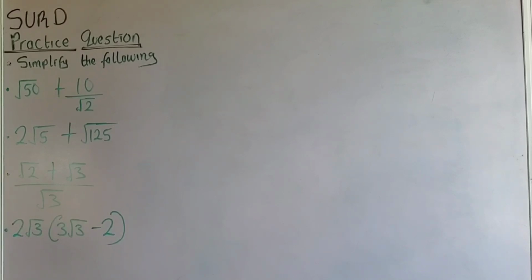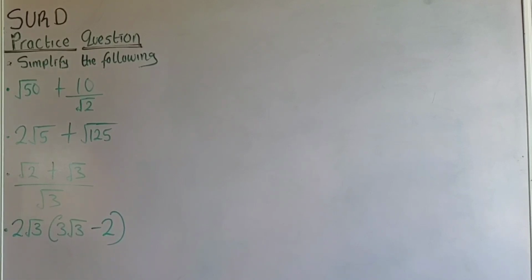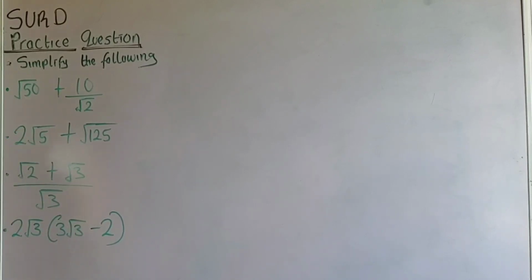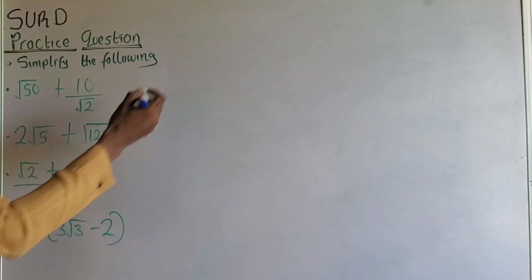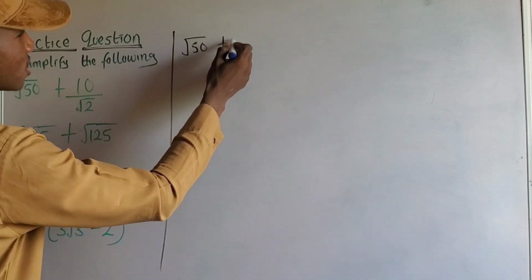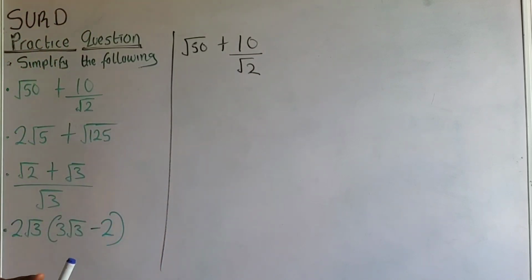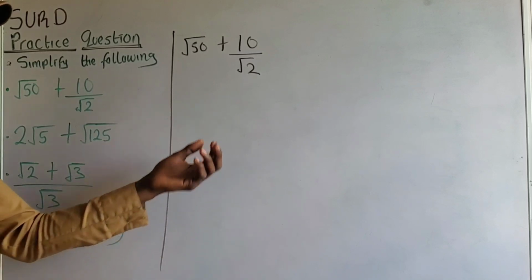Let's consider the question that we have on the board. We are asked to simplify the following: root 50 plus 10 over root 2. Let's start with that question. Root 50, the square root of 50 plus 10 all over root 2. What is the simplest surd among all these surds? The simplest surd is root 2.